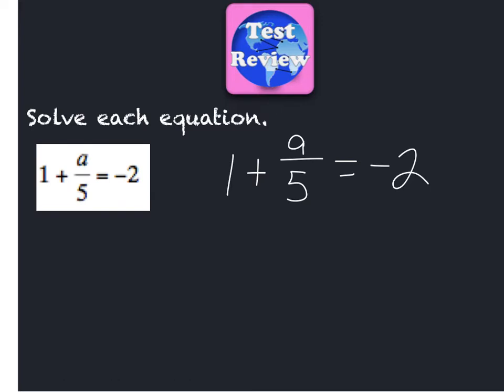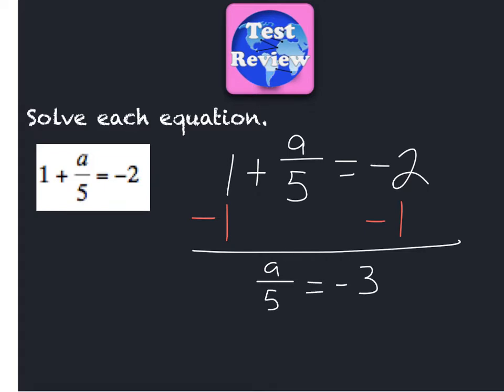So we have 1 plus a over 5, or a fifths. We're going to want to get rid of this 1 first, because remember, you could think of it as doing the order of operations in reverse. That's a positive 1. So to get rid of that, we would need a negative 1, minus 1. But whatever you do on one side, you have to do on the other side. If you do that, you're left with a over 5 equals negative 3.